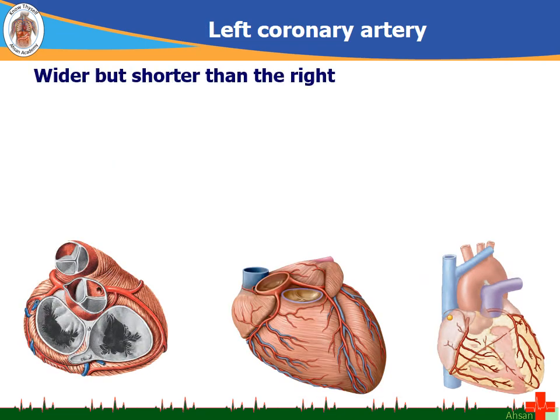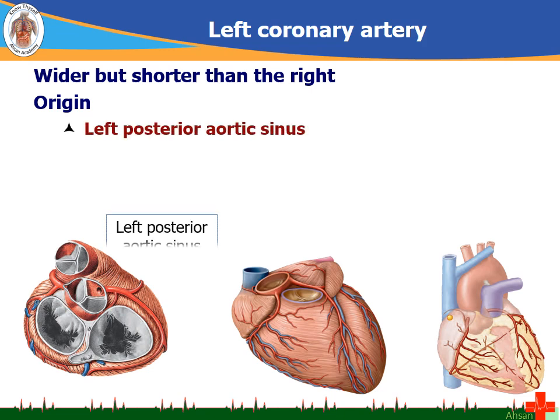The left coronary artery is wider, but it is much shorter than the right coronary artery. It arises from another aortic sinus, that is the posterior one on the left side. Let me show with the arrow. This is the left posterior aortic sinus, and this is the origin of the left coronary artery.